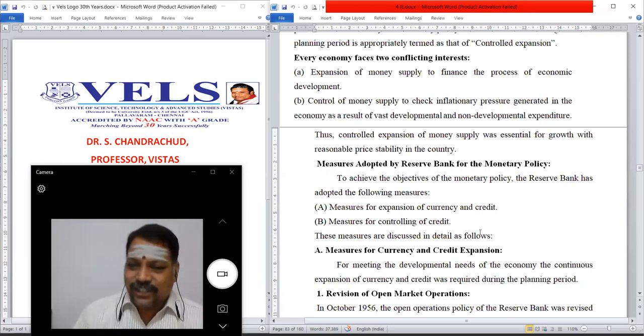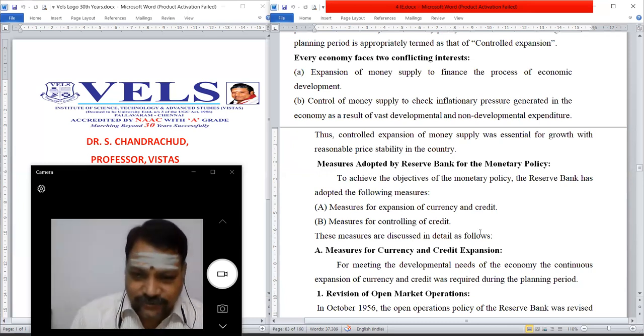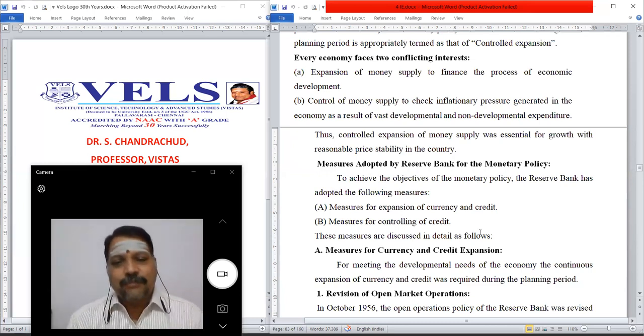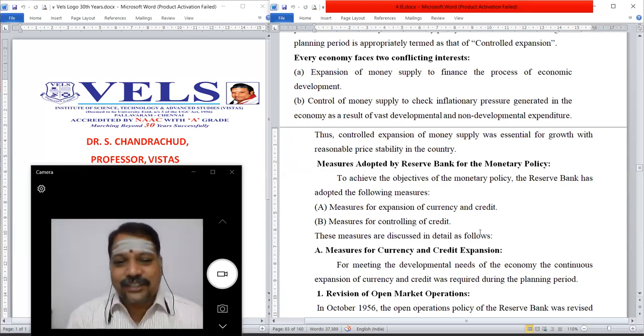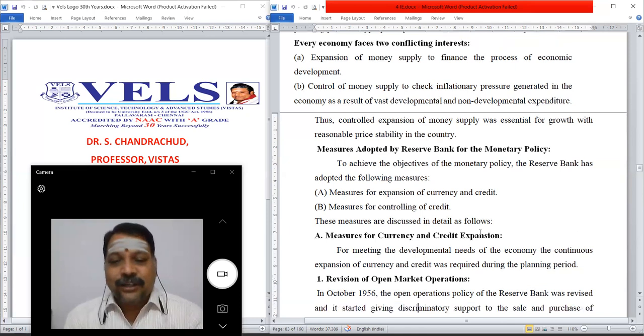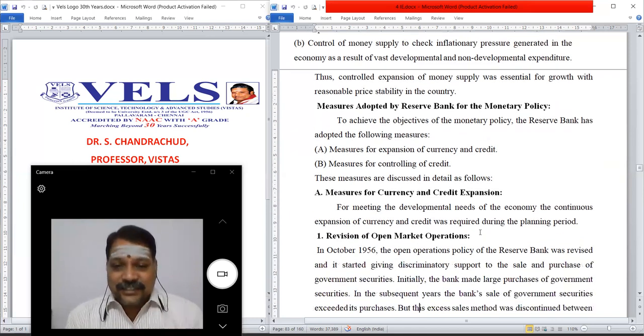The Reserve Bank has adopted two measures. What are they? Measures for expansion of currency and credit. This is one side. At the same time, measures to control the credit also. Why? Because it may induce inflation. So these are the two measures that the Reserve Bank is concentrating on while implementing the monetary policy. First, let us start with the measures of currency and credit expansion.